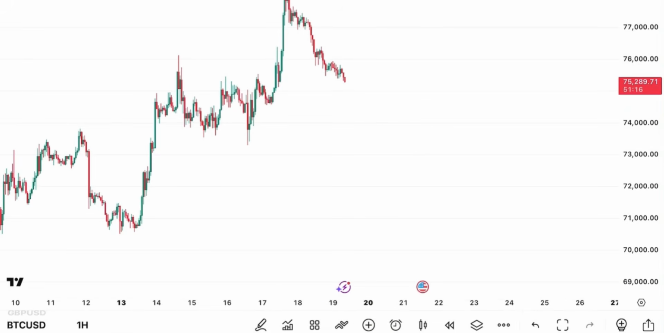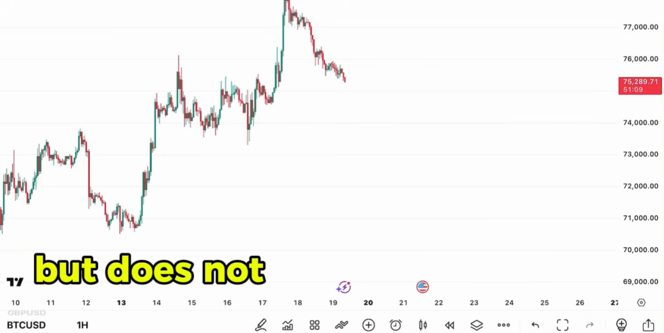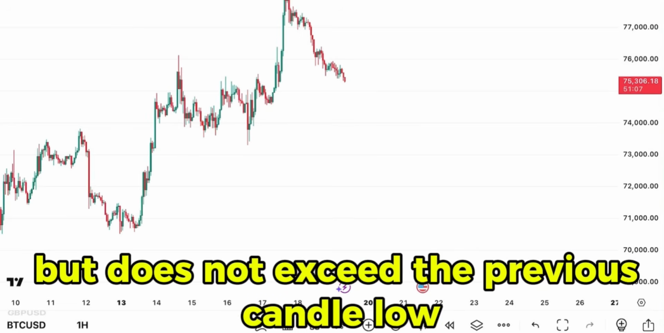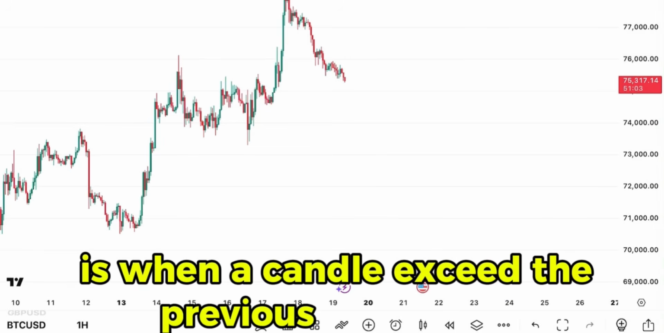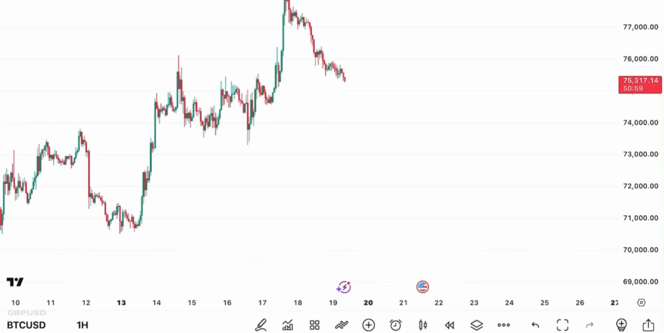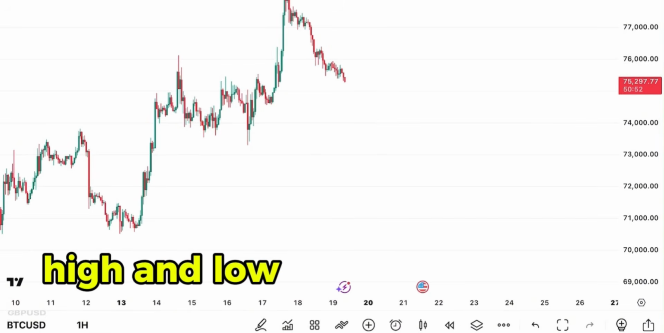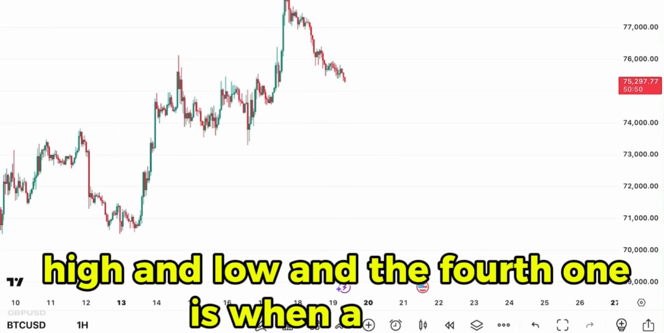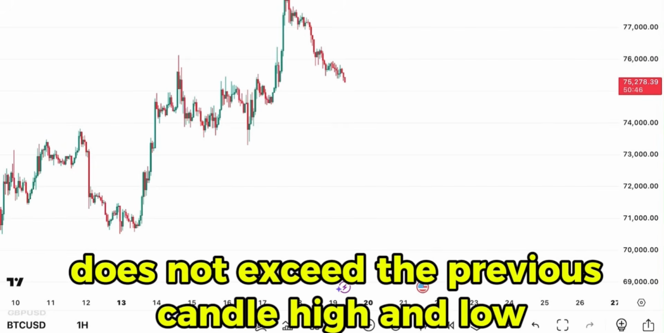The first one is when the candle closes above the previous candle high, but does not exceed the previous candle low. The second type is when a candle exceeds the previous candle low, but does not exceed the previous candle high. The third type is when a candle exceeds the previous candle high and low. And the fourth one is when a candle does not exceed the previous candle high and low.